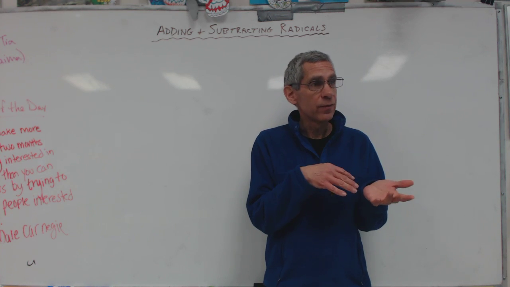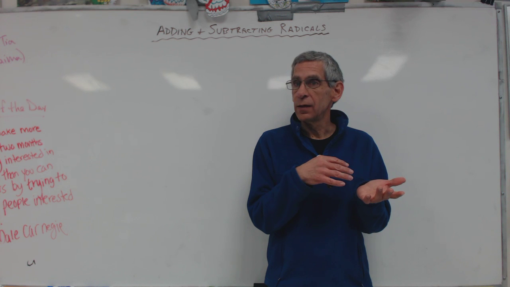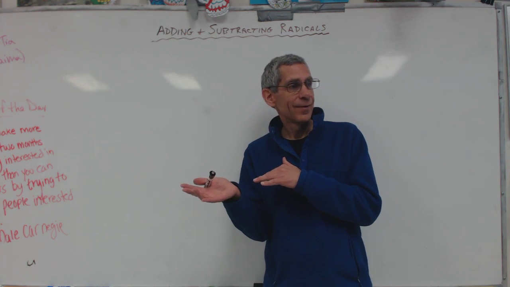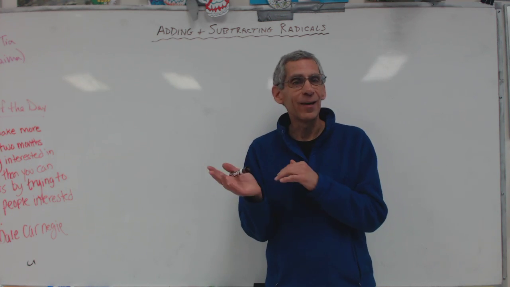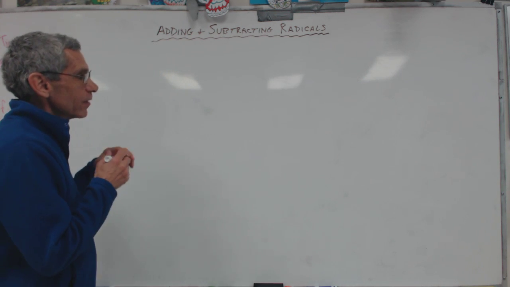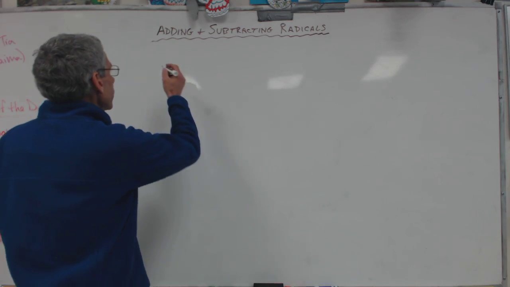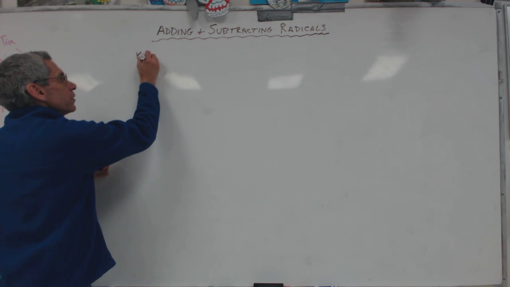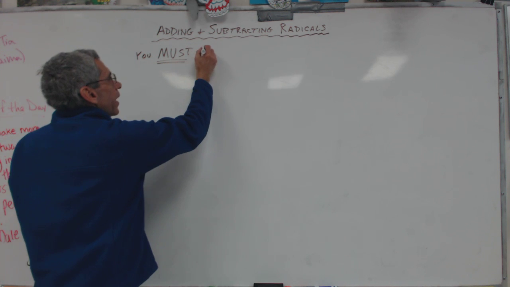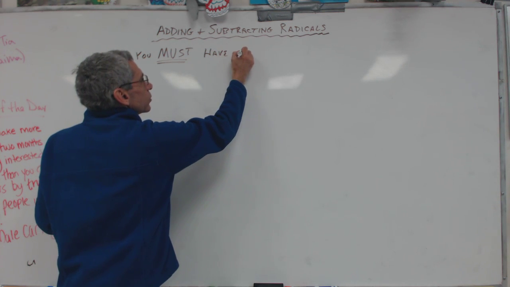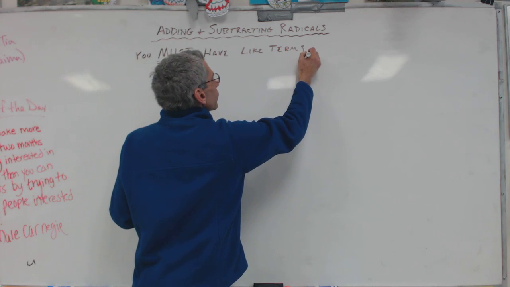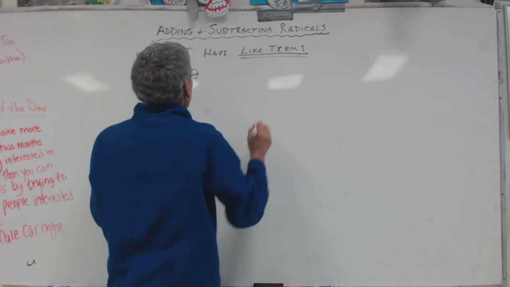We talked about simplifying radicals, right? Today we're going to talk about adding and subtracting radicals. Yes, adding plus subtracting radicals. And a key concept to understand with this is you must, M-U-S-T, you must have like terms in order to add radicals, okay? You must have like terms.